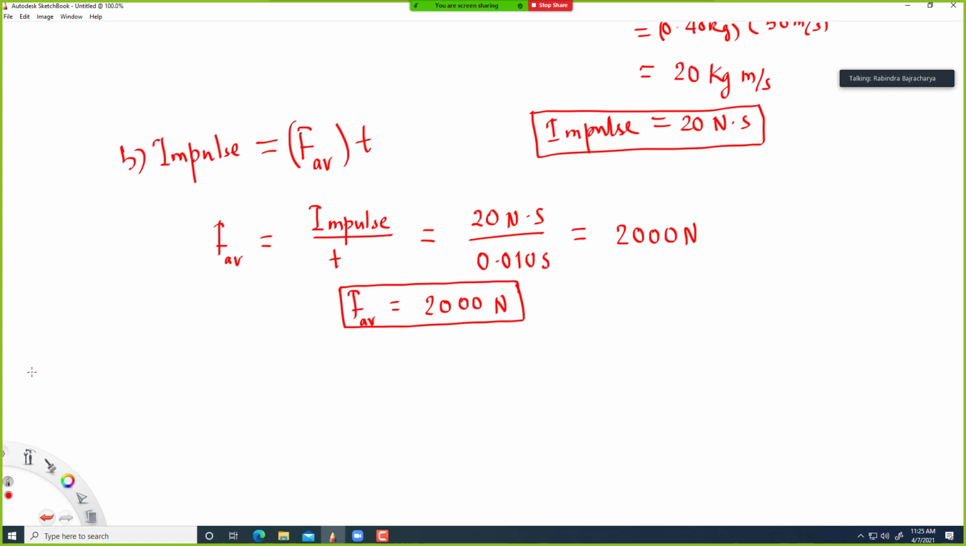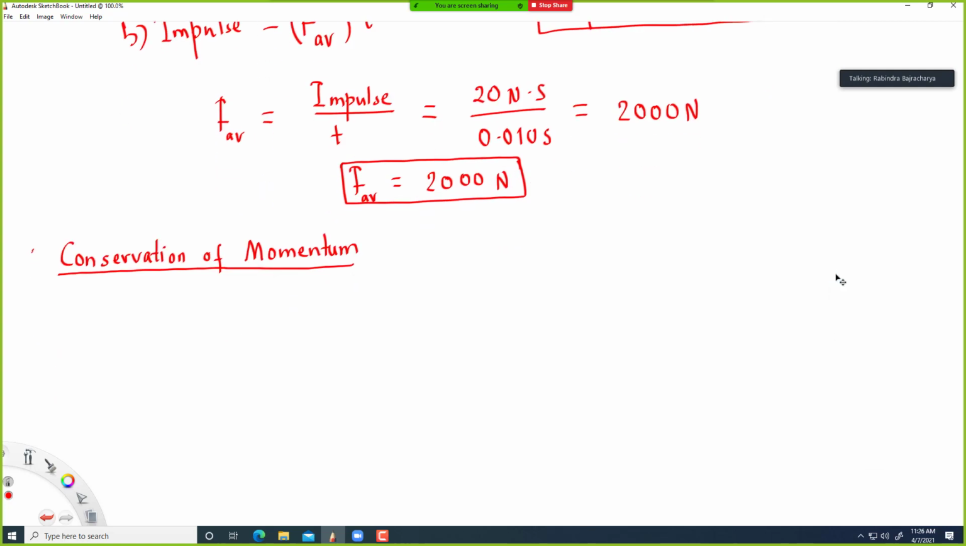Now we have another law called conservation of momentum. Last time we talked about conservation of energy. So we also have a conservation law for momentum, which is called conservation of momentum. According to conservation of momentum, if there is no external force acting on a system, then its momentum is always the same, conserved.